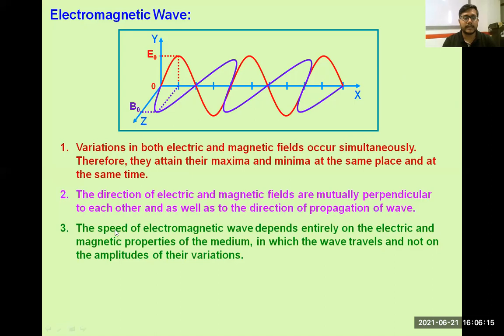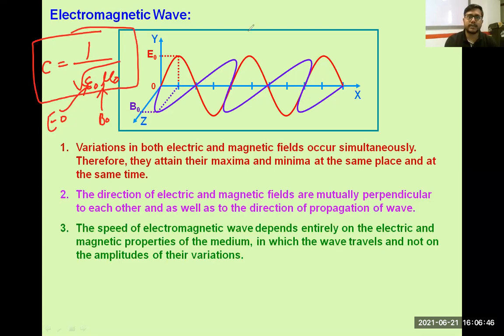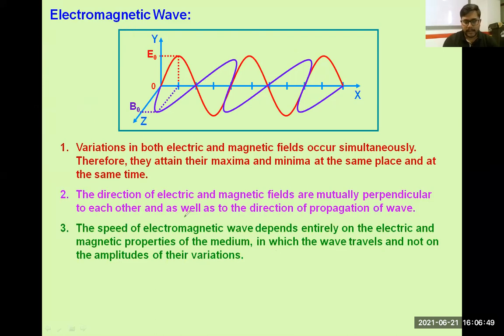And we know with what speed this electric field and magnetic field will oscillate: obviously, the speed of light. The speed of an electromagnetic wave depends entirely on the electric and magnetic properties. If you remember from your previous class, we got a relation, and the relation says c is equal to 1 by under root of epsilon naught and mu naught. This is a very important relationship. You should remember this one. Let me write here: c is equal to 1 by under root mu naught and epsilon naught.